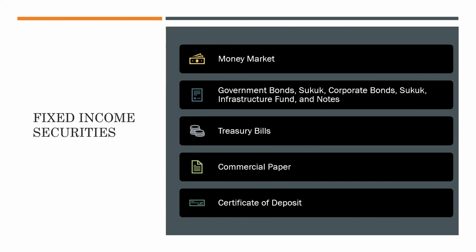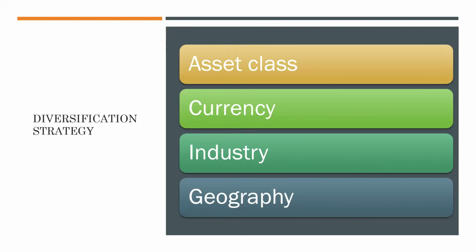Then we have corporate bonds, infrastructure funds, and notes. Those are examples of fixed income instruments that you can try as part of that 50%. And we have treasury bills, commercial paper, and certificates of deposit. I think this is the last slide so that you guys can ask questions. I've already spoken for more than 1 hour.